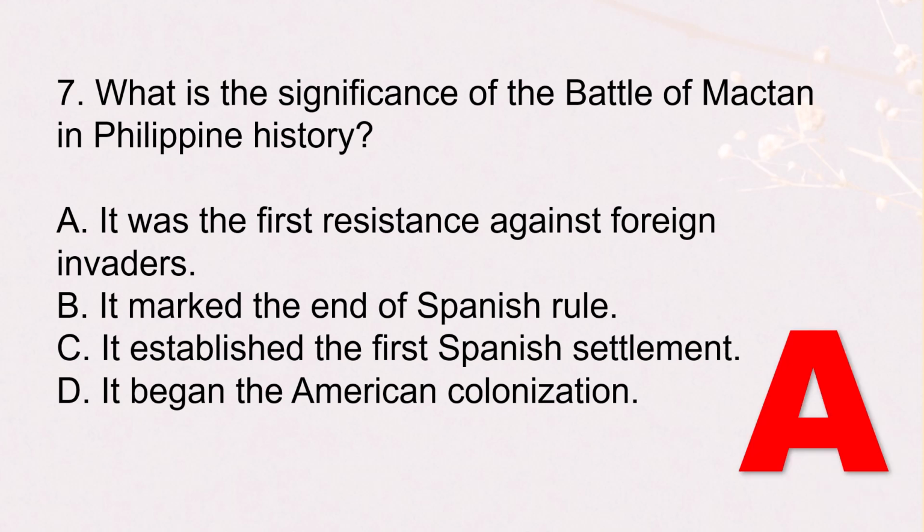Okay, so the best answer is letter A. Lapu-Lapu's resistance in 1521 is considered the first act of defiance against foreign invaders. So letter A is the best answer. Letters B and D happened centuries later: the end of Spanish rule and the beginning of American colonization. And letter C refers to Cebu, but after Mactan.